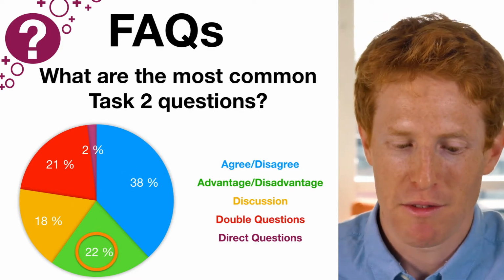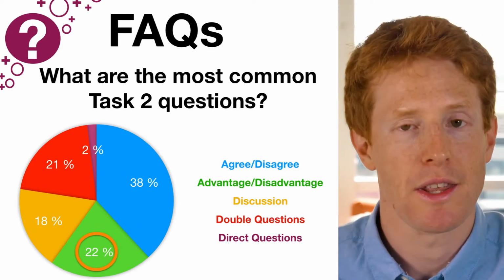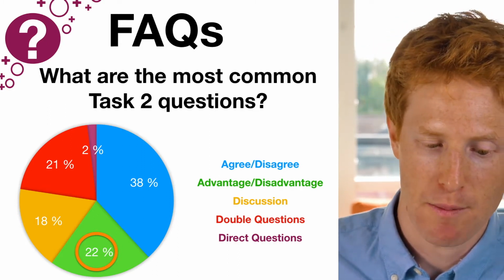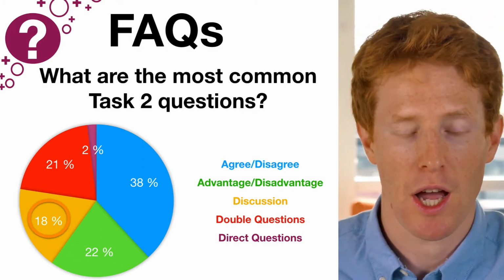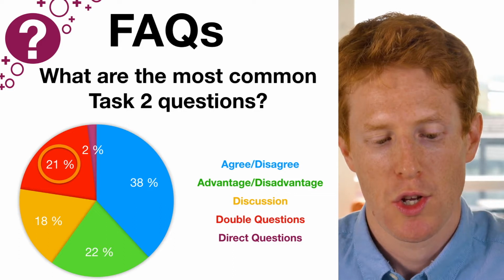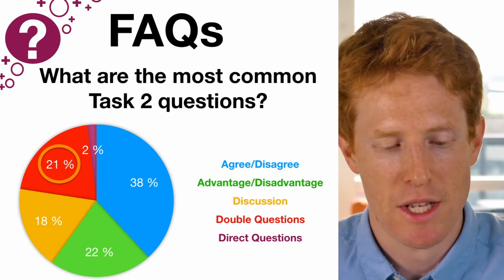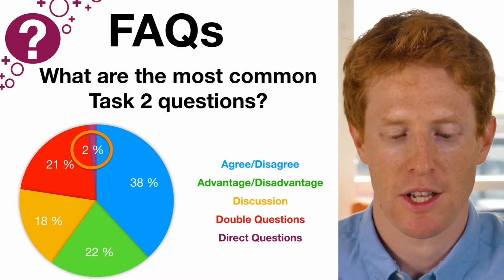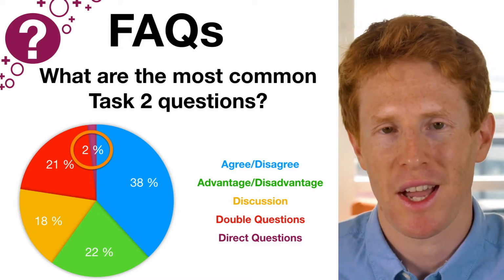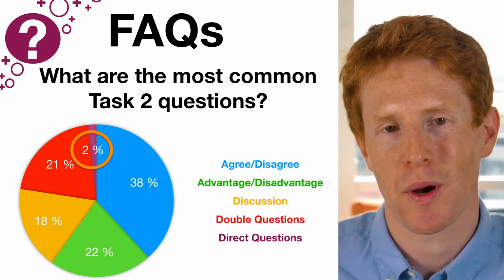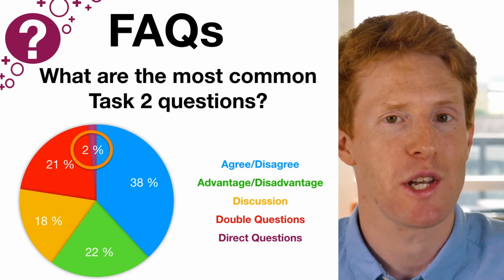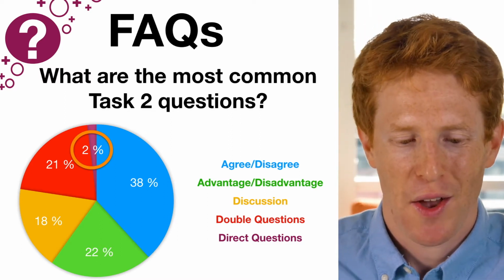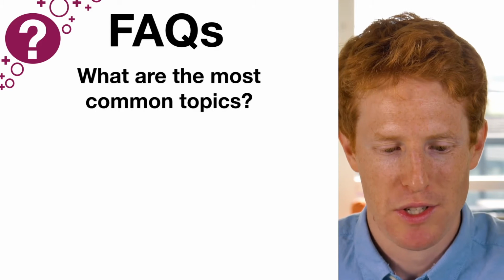We also have advantage-disadvantage questions, and this appears 22% of the time. 18% of the time it's a discussion question, 21% of the time it's a double question, and only 2% of the time it's a direct question. Now again, we'll be looking at all of these question types in a bit more detail in a future video. Okay, let's move on to the next question.